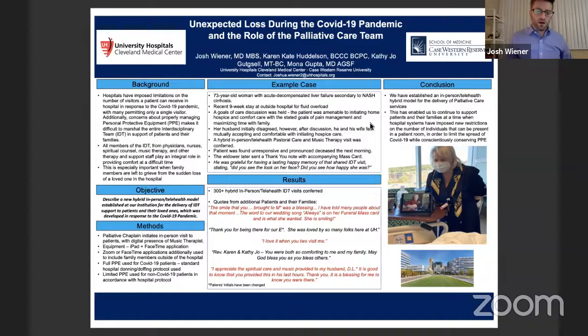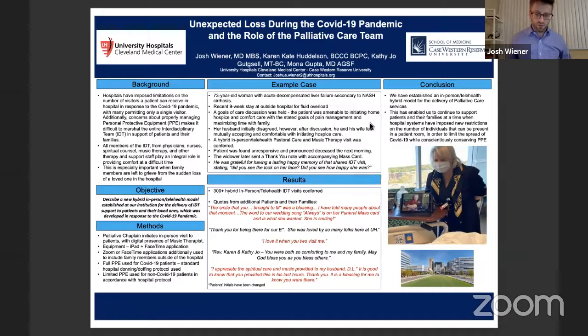After that, we initiated a hybrid in-person telehealth pastoral care and music therapy visit. Unfortunately, the next day, the patient was found unresponsive and was pronounced deceased. The widower, however, later sent a thank you note with an accompanying mass card. And poignantly, it mentioned that he had created a very nice, lasting, happy memory of that IDT visit, asking us, did you see the look on her face?